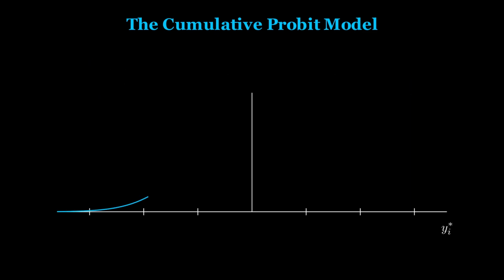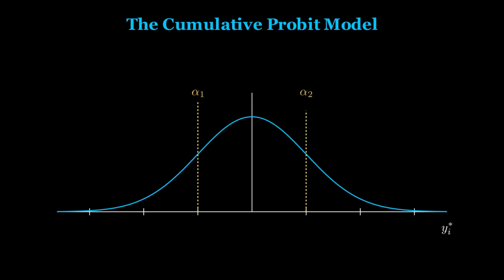Picture the latent variable's distribution as this bell curve. Every observation sits somewhere along this continuous scale. The cut points alpha 1 and alpha 2 slice that continuous scale into ordered intervals. If the latent variable falls below alpha 1, we observe category 1. If it falls between alpha 1 and alpha 2, we observe category 2. And if it falls above alpha 2, we observe category 3.